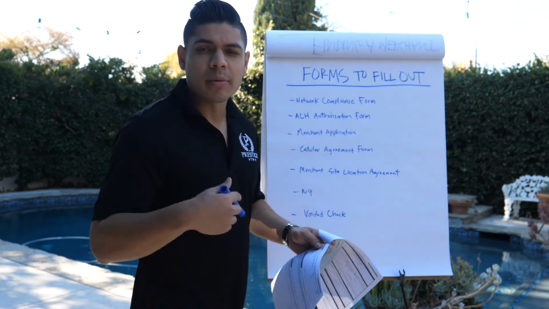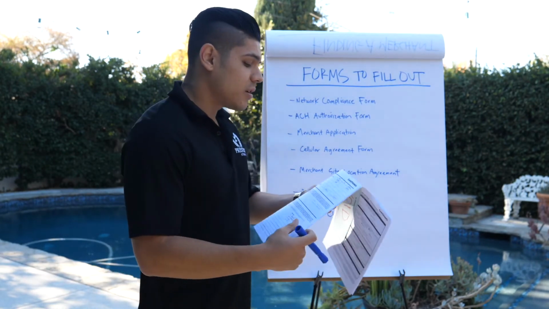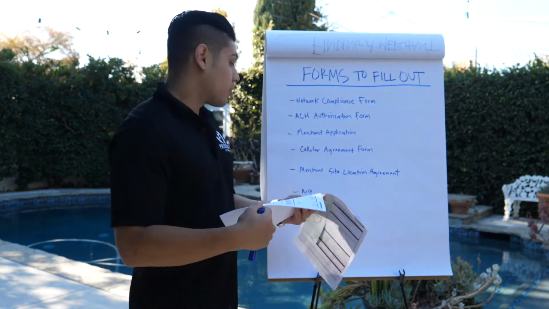It tells you how much you're going to be paying a month. I think it's like 20 cents a transaction. You take 20 cents out of each transaction to pay for your cellular network. So I highly recommend getting the cellular wireless agreement for sure.